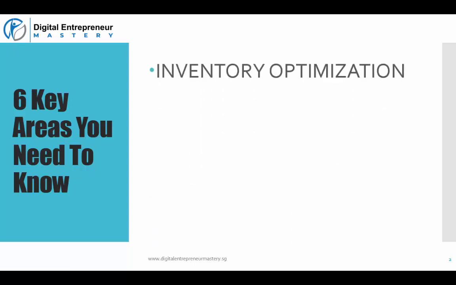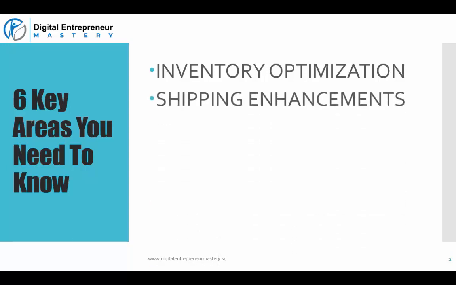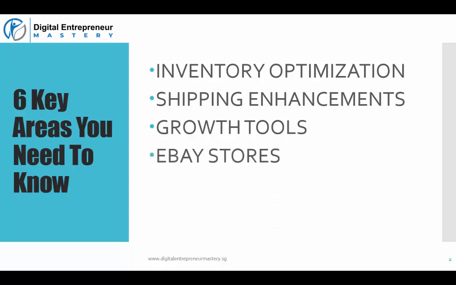We'll talk later in the slides about the use of eBay categories. Number 2, the shipping enhancement, and in what ways the new shipping policy will affect you. Number 3, the growth tools you can look forward to now that eBay allows third-party APIs to query more of the data. Number 4, eBay stores. There will be 2 new eBay stores introduced in the new updates.